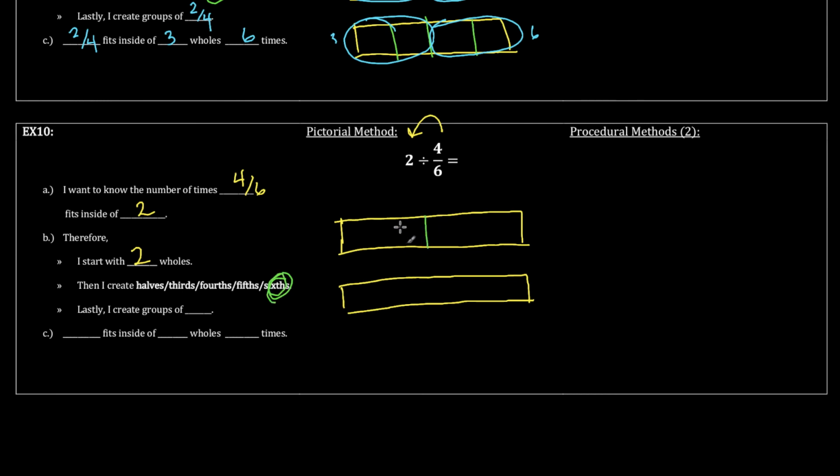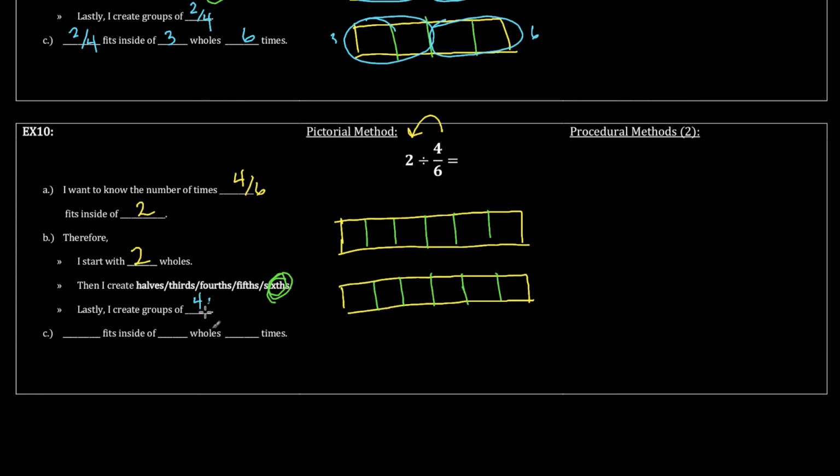So that's 3 on that side, 3 on this side, 3 on that side, 3 on that side. So I created sixths. Remember, I need to figure out how many times 4 of these sixths goes into 2 wholes. So I need to create groups.